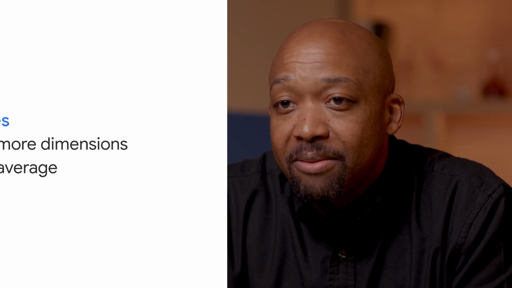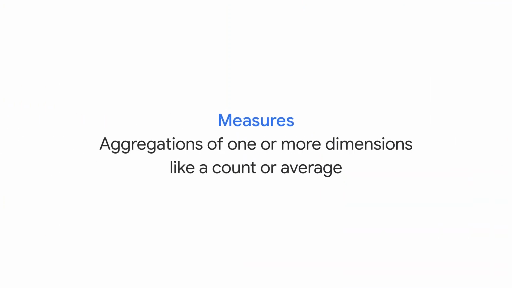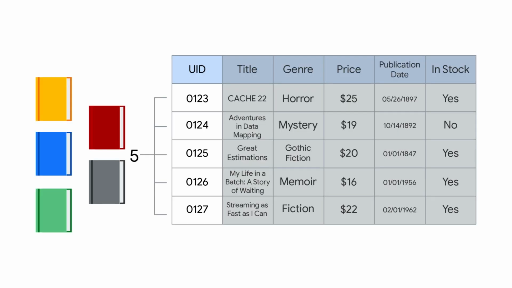But what if you want to know how many books are in the entire bookstore? For that, you need a measure. Measures are aggregations of one or more dimensions, like count or average. Returning to the bookstore dataset example, each row in the data model contains the individual characteristics of a single book. If you want to know how many books are in the entire bookstore, you need to use a measure to perform a mathematical operation, count.